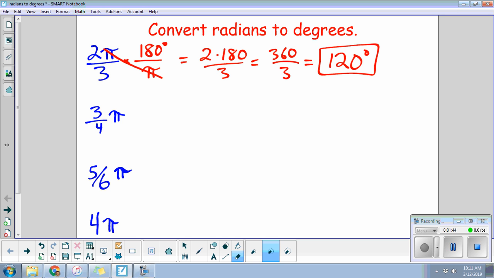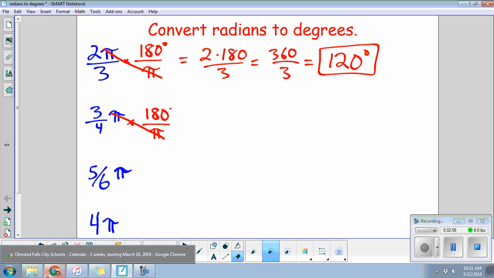When we have 3/4 pi, we can go ahead and use the same idea. Even if the pi is not on the numerator, if it's listed to the side, we could still do that. It's still like it's in the numerator. It's kind of like pi over 1. So we're going to go ahead and cancel out the pi radians on the bottom, equivalent with 180 degrees on the top. The pi's are going to cancel.